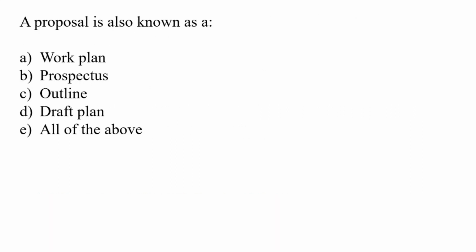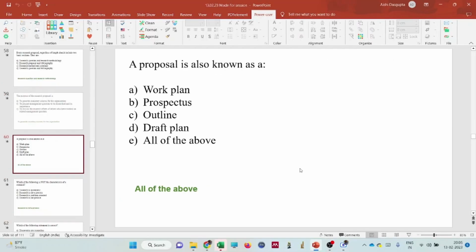So this is the last question for today. This is also very self-explanatory. A proposal is also known as a work plan, prospectus, outline, draft plan, whatever. It's all of the above. A proposal is basically an outline of the work that you're planning to do, and it's a draft plan as well. You're drafting out whatever you have planned for. So this also means all of the above, definitely.